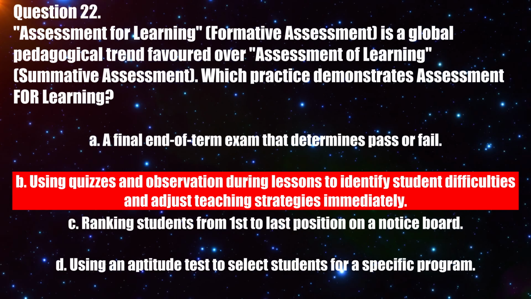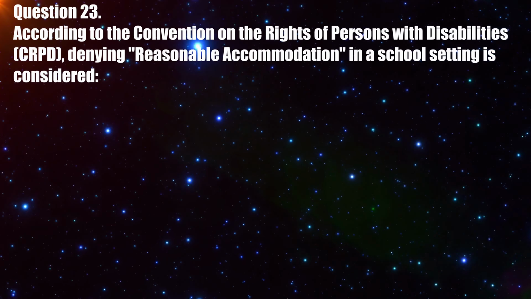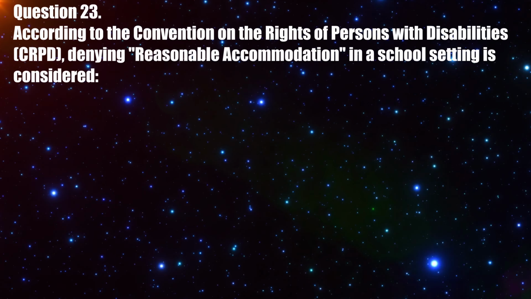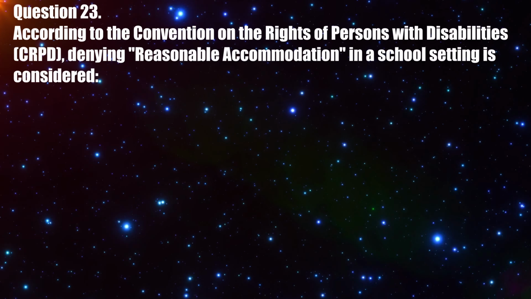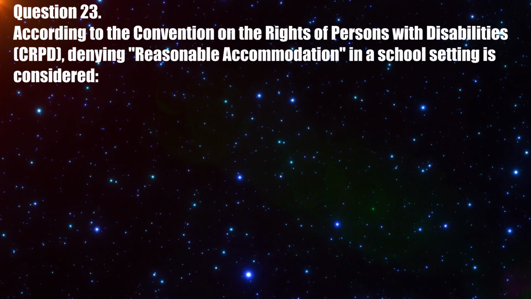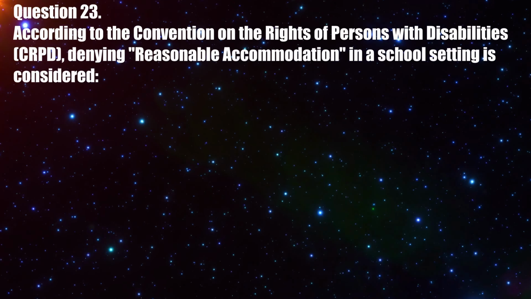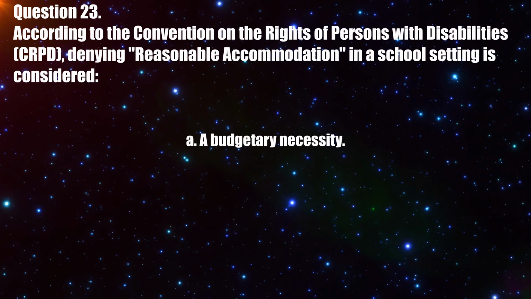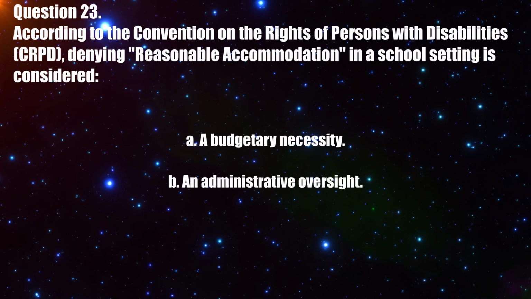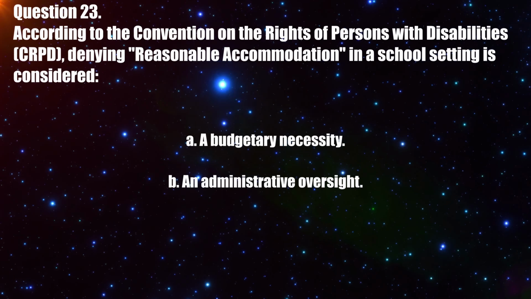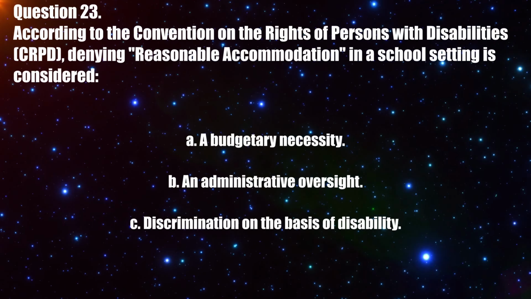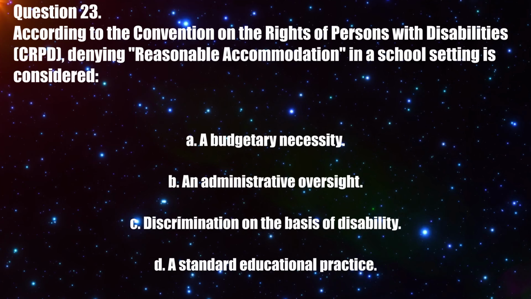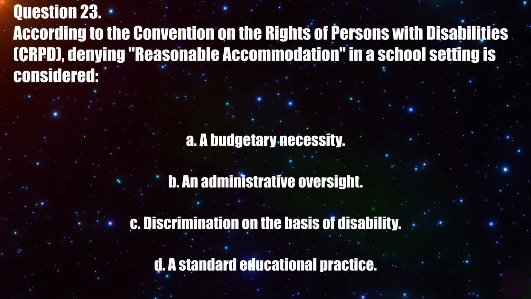The correct answer is B. Question 23. According to the Convention on the Rights of Persons with Disabilities, CRPD, denying reasonable accommodation in a school setting is considered A. a budgetary necessity, B. an administrative oversight, C. discrimination on the basis of disability, D. a standard educational practice.